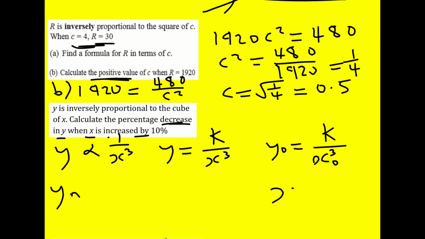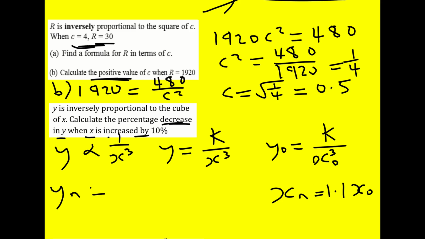Well, the new x is the old x increased by 10%, and that gives a multiplier of 1.1. So notice this: when x is increased by 10%, if I've got 100% and I increase it by 10%, that's 110%. That's the multiplier of 1.1. So I can now substitute this in.